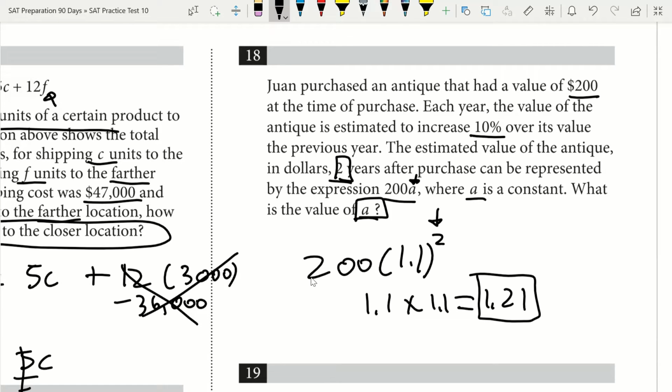Now, we got to remember, we don't multiply by 200 here. Once again, very crucial to pay attention to what you have to answer with. If you're not paying attention to what you have to answer with, you're going to end up getting these questions wrong. If you don't pay attention to what you're asked at the end of the problem, you're going to get a lot of questions wrong on the SAT math section.